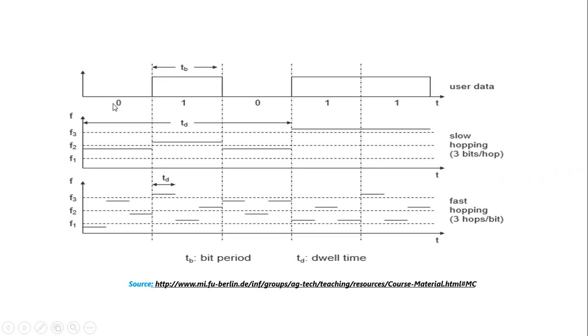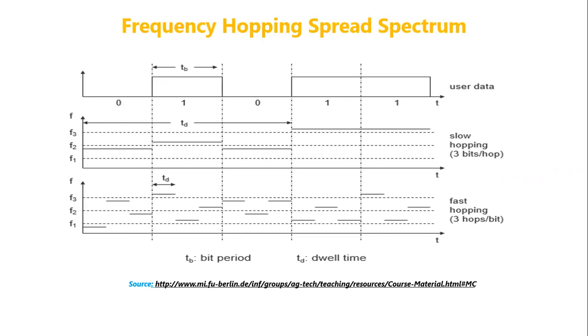When you want to transmit one bit, the slow hopping will not change its frequency until three user bits are transmitted. Whereas fast hopping will change its frequency, for one user bit transmission itself, three times. As it is frequently changing the frequency, it is less prone to error, but it is a bit complex to implement.